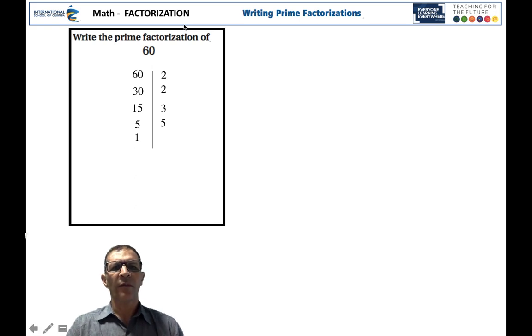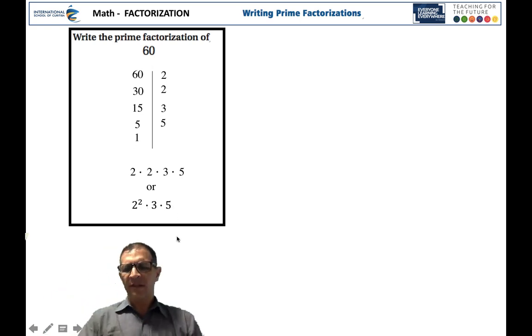Now we write down these numbers over here. So 2 times 2 times 3 times 5. So these numbers go here. So 2 times 2 times 3 times 5 is the prime factorization of 60. So this number 60 was broken down into all these factors, and all of these factors are prime numbers. Or we can express this doing this: 2 squared times 3 times 5. Okay? So let's see one more example.